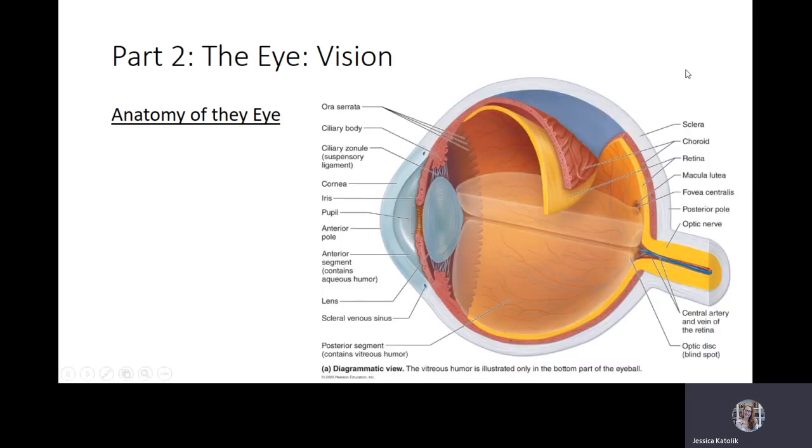So here you can see it a little bit closer. Here we have the vascular layer. This is going to be the choroid that is going to be rich with blood vessels over here. This is going to be the ciliary body here and over here. The petals are called ora serrata. And the ciliary bodies are going to actually connect to the lens using the ciliary zonules, or these suspensory ligaments.